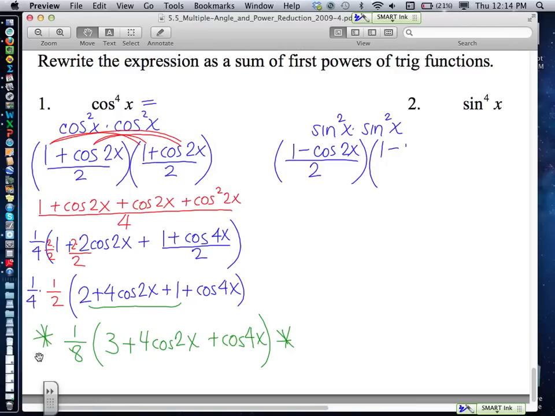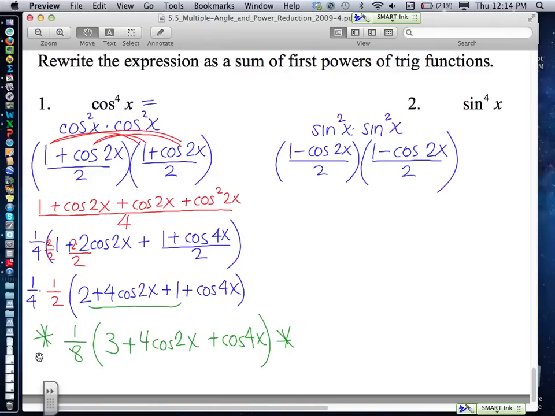That's going to be 1 minus, oh wow. Did you see what wacky thing happened? My board got that goofy line again. I'm going to have to redo this. 1 second. Okay, try this again. 1 minus cosine 2x over 2, times 1 minus cosine 2x over 2.